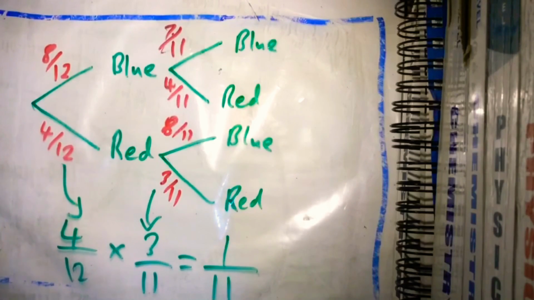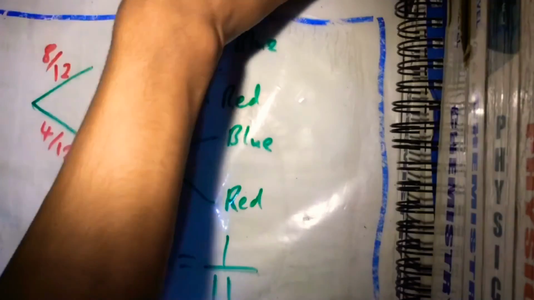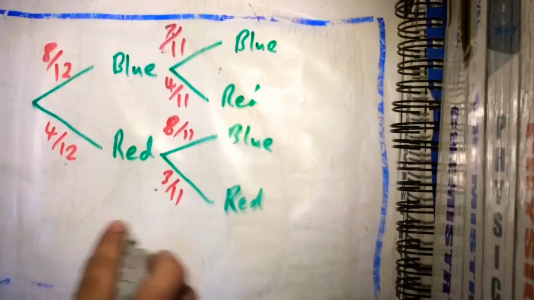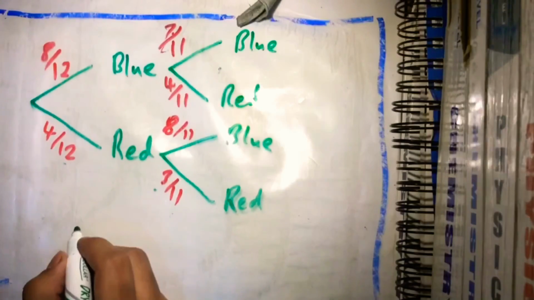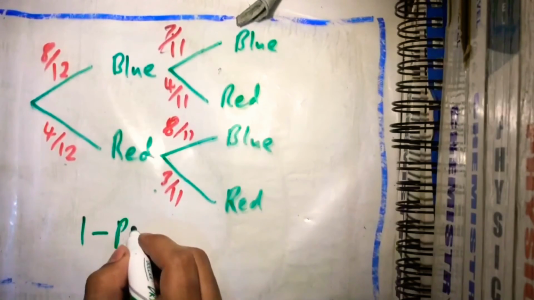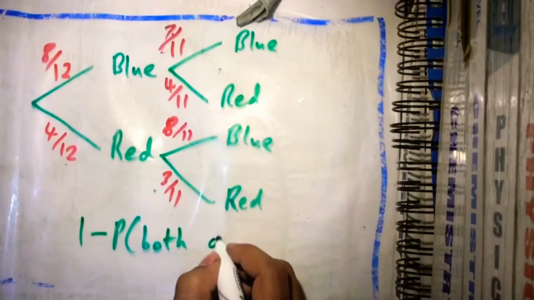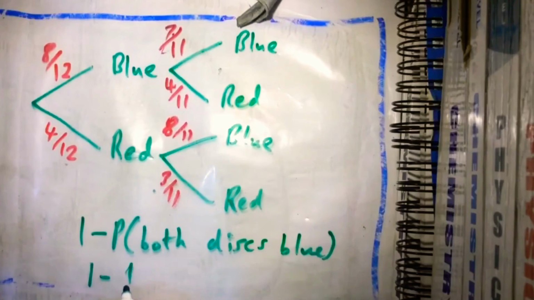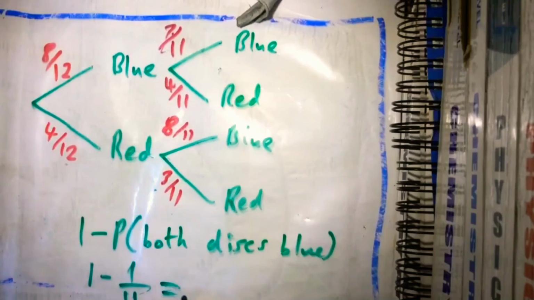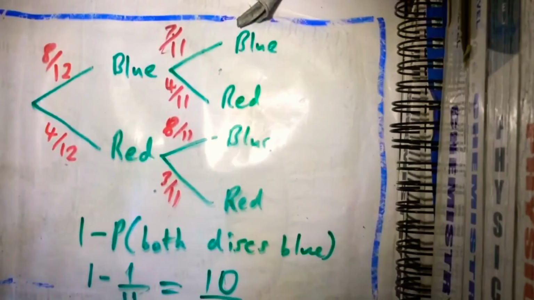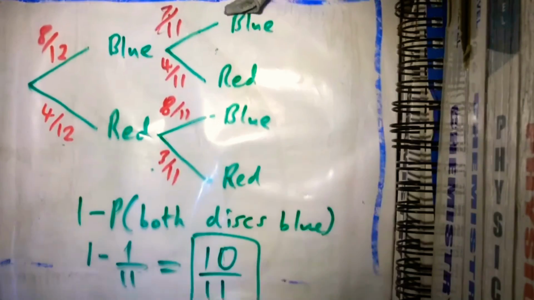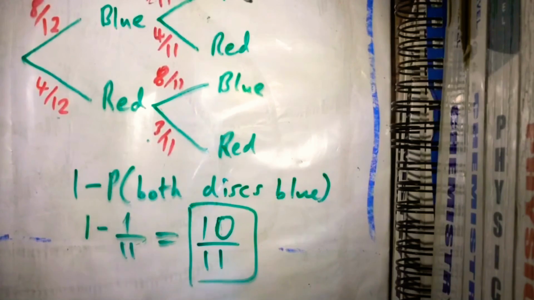And the next part is at least one disc is blue. For this part, what we can do is subtract the probability of none of the discs being blue from 1. That is 1 minus the probability of both discs red. This would be 1 minus 1 upon 11, that is equal to 10 upon 11. This is the probability of at least one disc being blue.